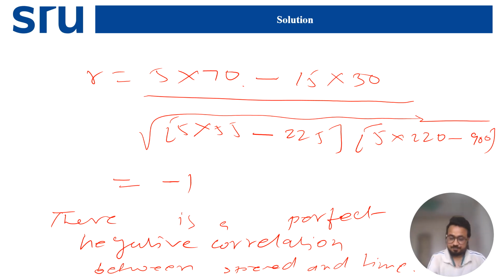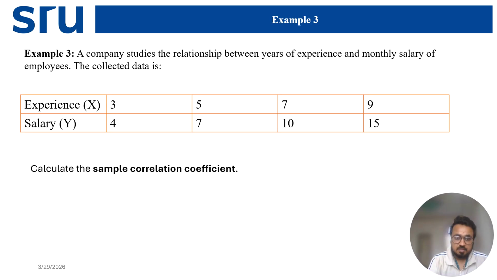Okay, so now we'll discuss one more problem based on the sample correlation coefficient. A company studies the relationship between the years of experience and monthly salary of the employee. The collected data is: experience X is 3, 5, 7, 9. Salary is 4, 7, 10, 15. Then we have to find the simple correlation coefficient.